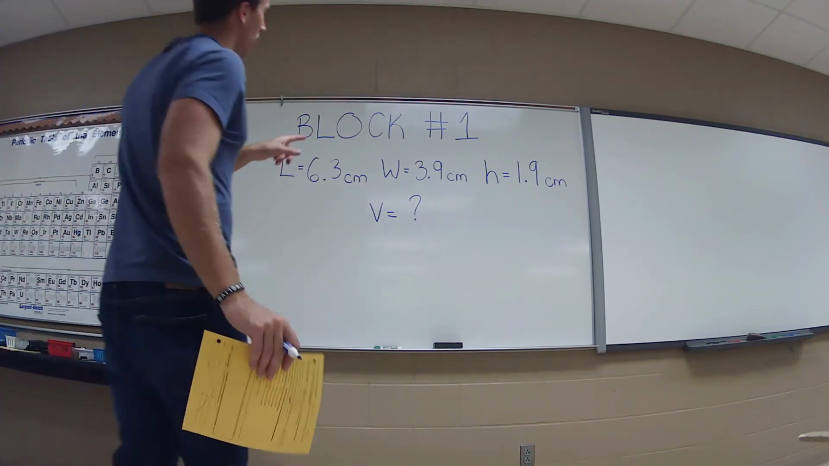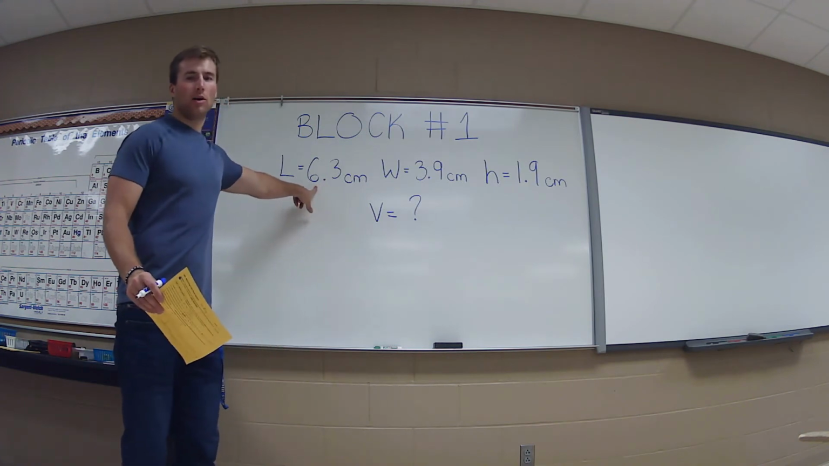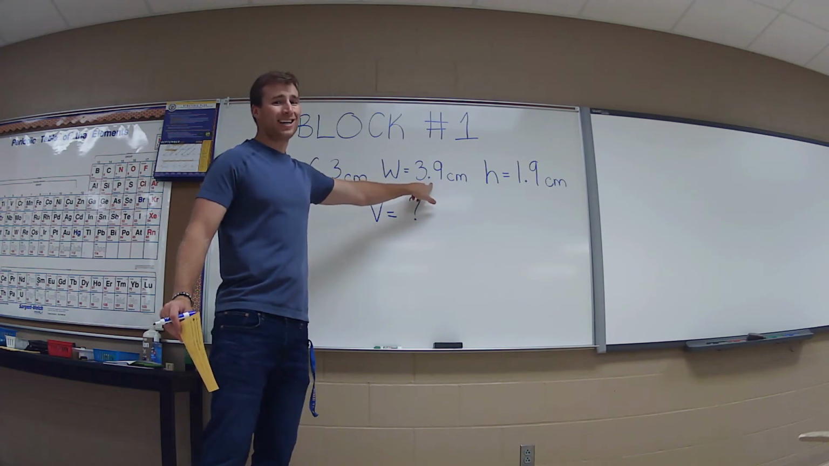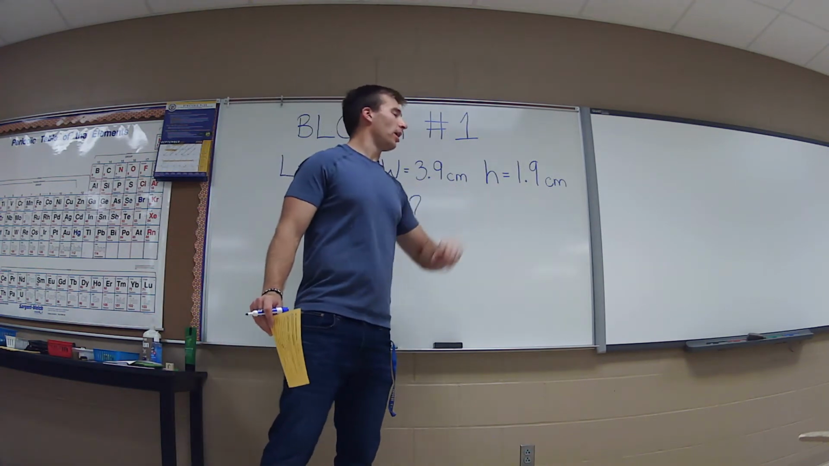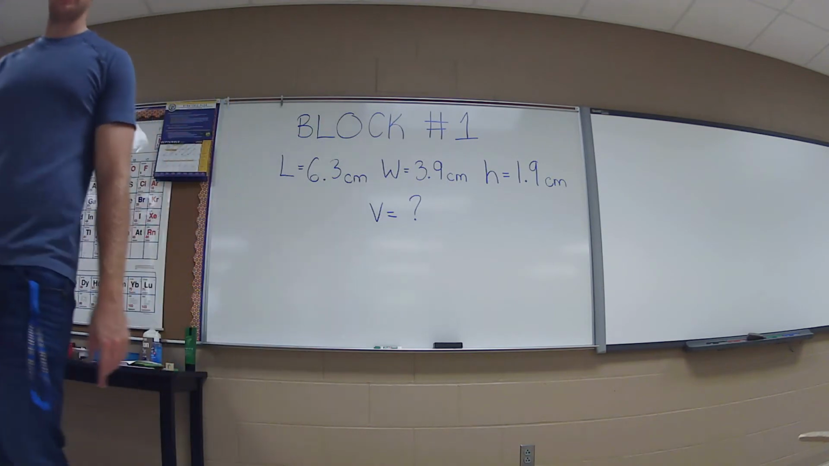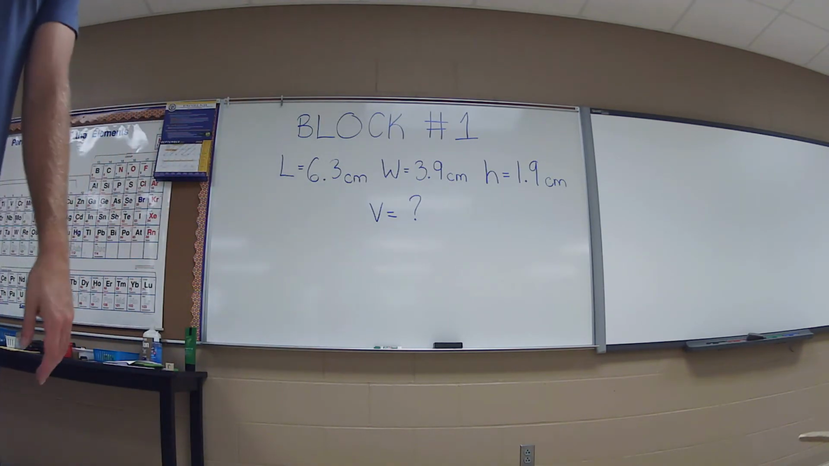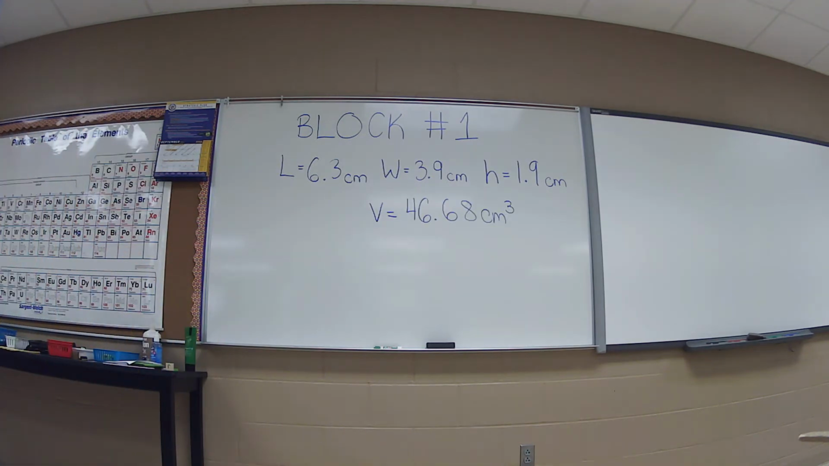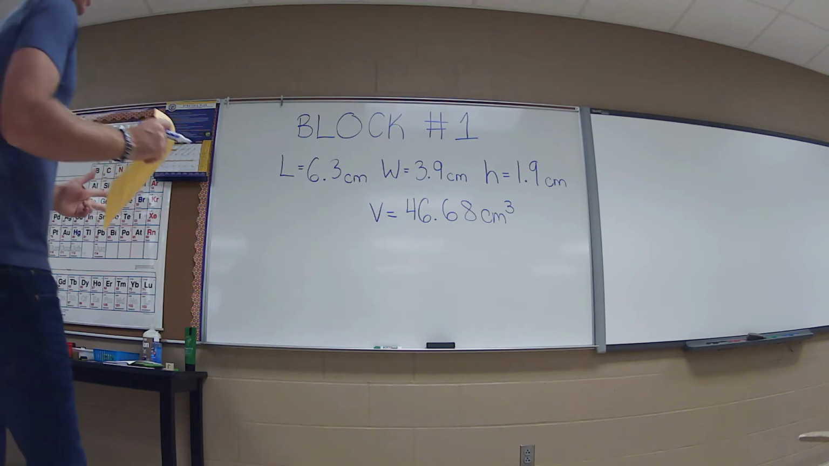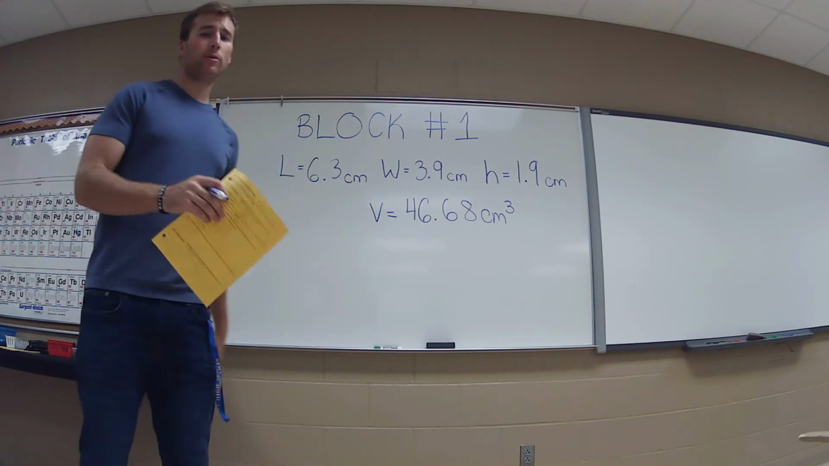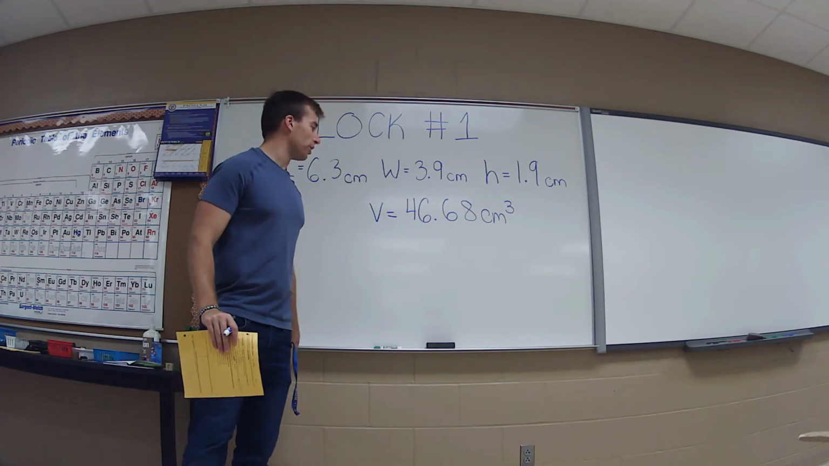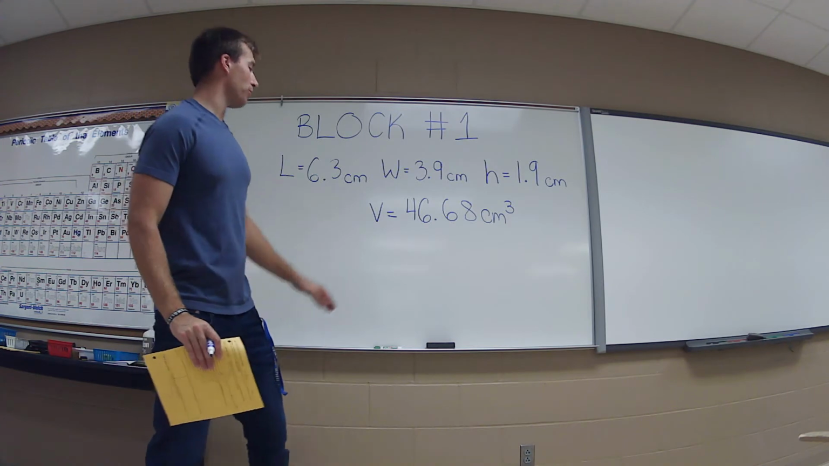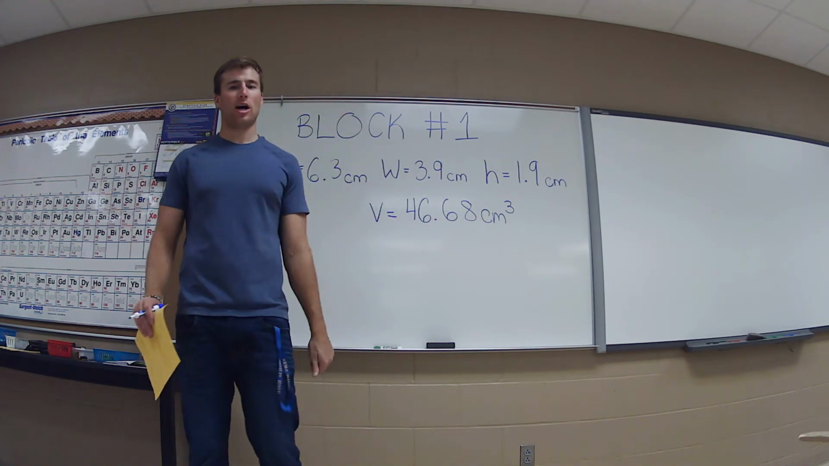Block number 1 has a length of 6.3 centimeters, a width of 3.9 centimeters, and then a height of 1.9 centimeters. From those numbers, please figure out the volume. Okay, by taking the length, width, and height and multiplying those three together, you should have gotten a volume of 46.68 centimeters cubed, because we measure volumes of solid objects in centimeters cubed.